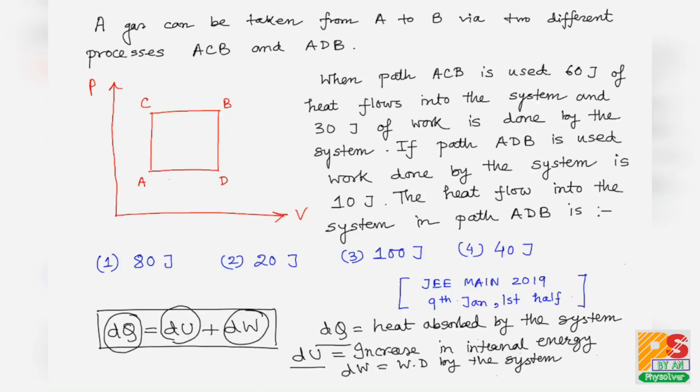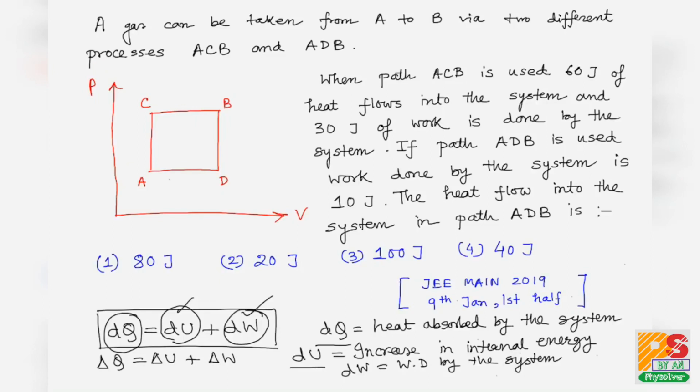So this is the basic meaning of the first law. Often people write this equation like this. There is no problem in that. So dq is positive when heat is absorbed by the system or flows into the system, and dq is negative if heat is taken out of the system. Similarly, du will be positive if the internal energy of the system increases, and du is negative when internal energy of the system decreases. Similarly, for dw, dw is positive when work is done by the system, and dw will be negative when work is done on the system.